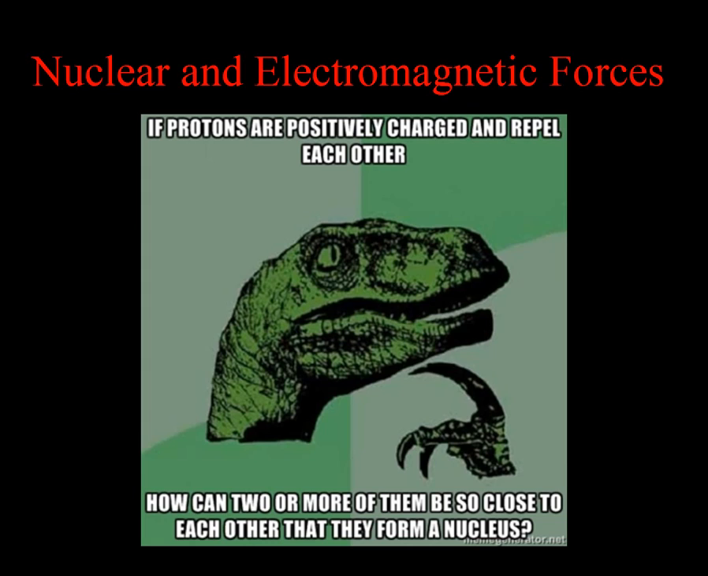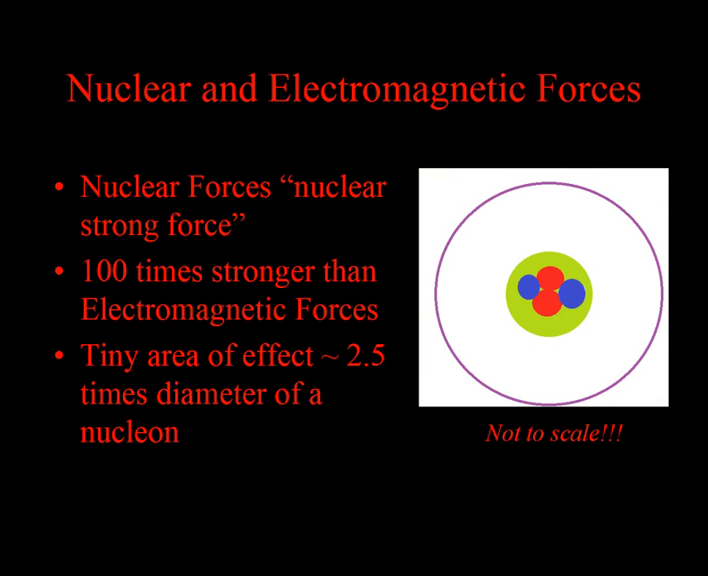Before I did this presentation, I didn't actually know that this existed, but you have two protons and they're both positively charged, right? So if they're both positively charged, we know that Coulomb's law specifies that two of the same charges will repel each other. So if protons are positively charged and repel each other, how can two of them be bonded together to form a new nucleus? And the answer to that is this nuclear fusion idea.